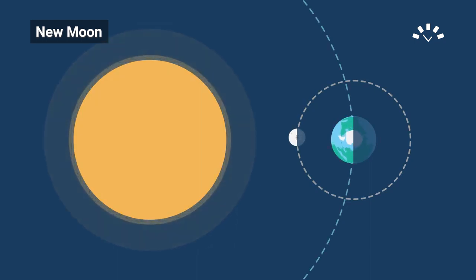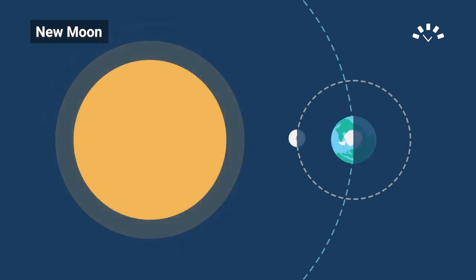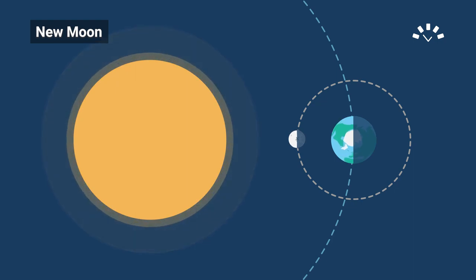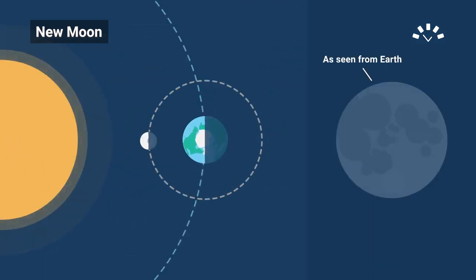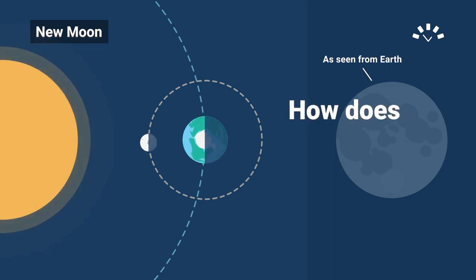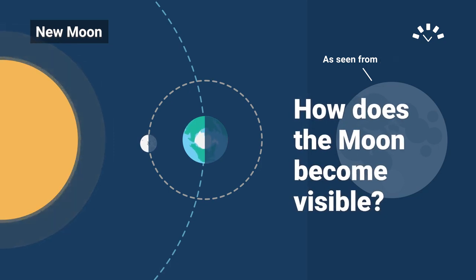Another reason we can't see it is that it's between us and the sun. The bright lit side of the moon is facing away from us. Only the dark, unlit side is facing towards us. So, how does the moon become visible to us?